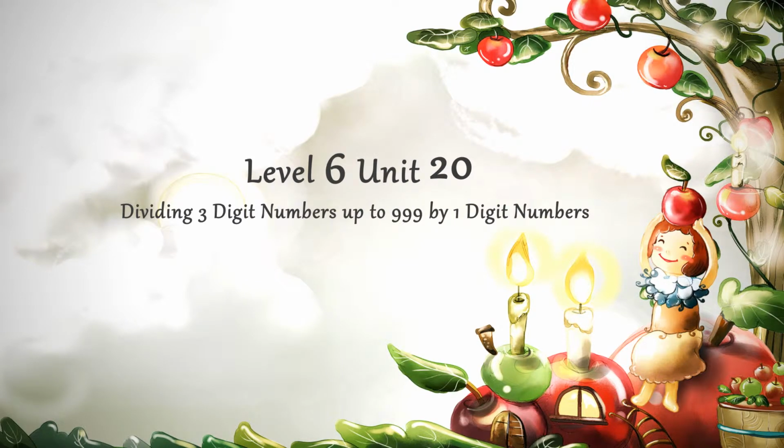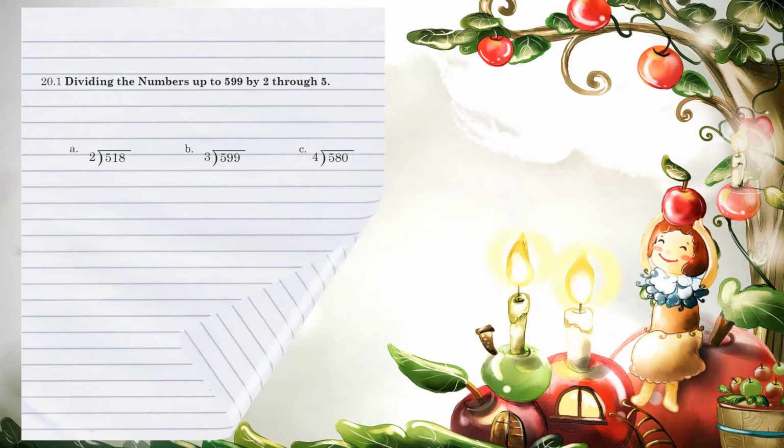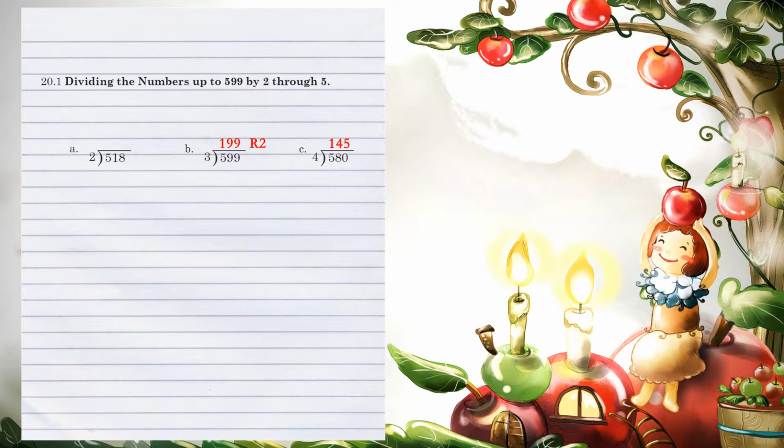Level 6, Unit 20, dividing 3-digit numbers up to 999 by 1-digit numbers. Unit 20.1, dividing the numbers up to 599 by 2 through 5. Example A. 2 can go into 5 2 times without going over.